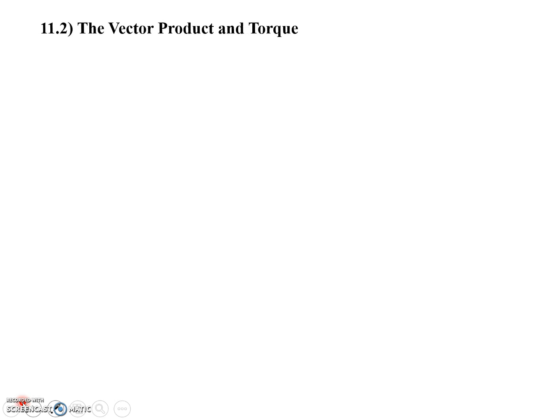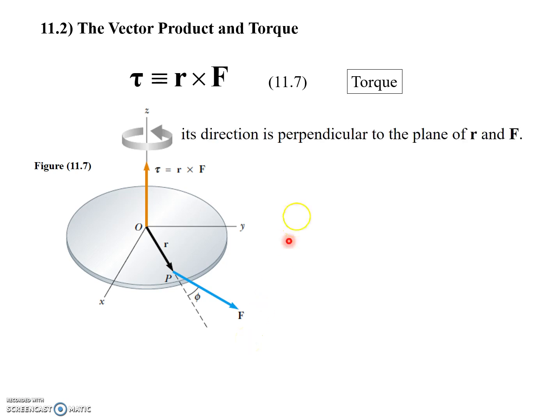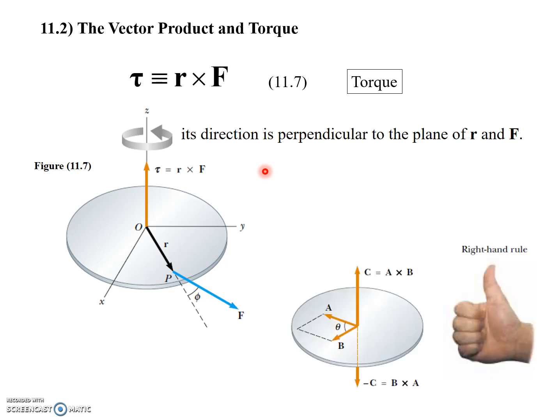Okay, let's look at the relationship between vector product and torque. We can calculate torque by taking the cross product between vector r and F, where r is the distance from the axis of rotation O to the point P where we apply the force F. The direction of torque is perpendicular to the plane of r and F. If you still remember, we use the right-hand rule to determine the direction of torque.